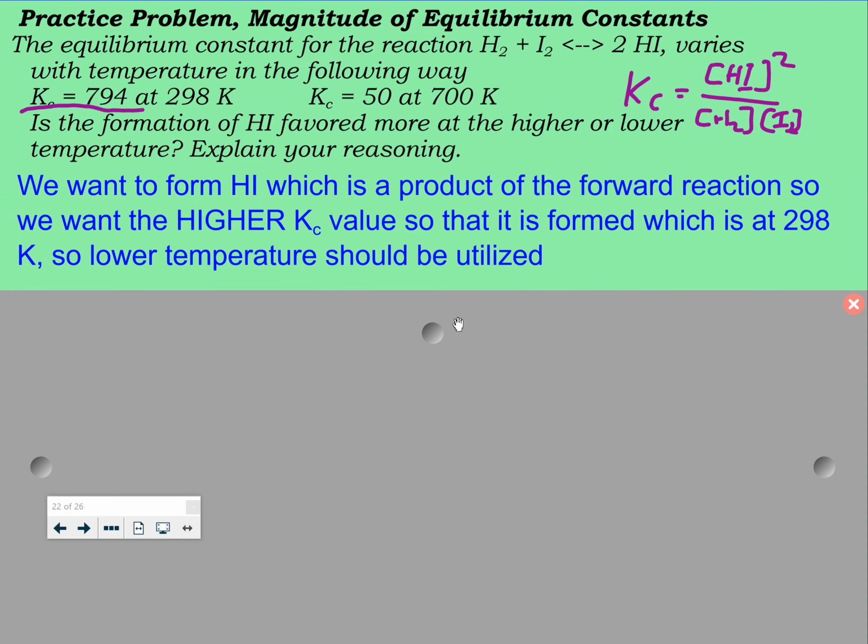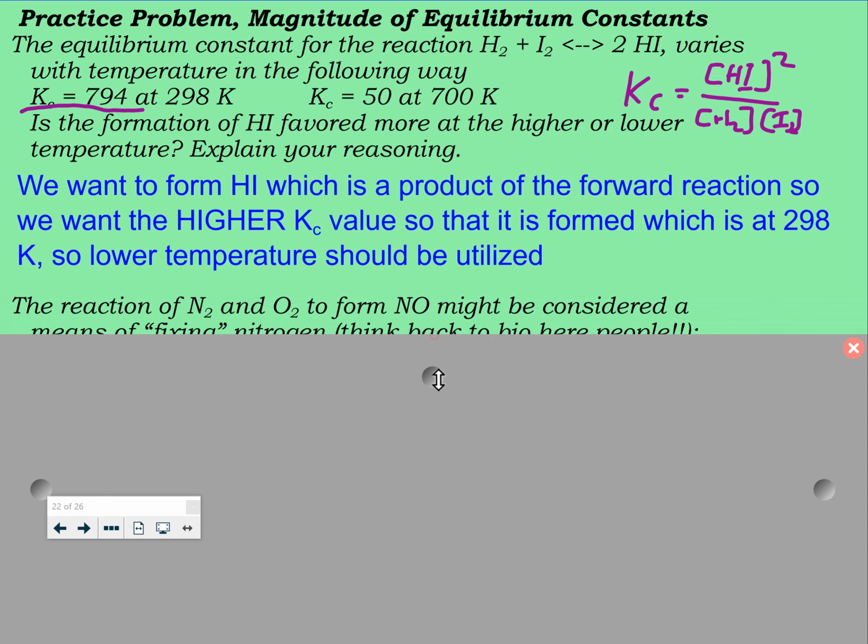We want to form HI, which is the product of the forward reaction, so we want a higher Kc value so that it is formed, which is at 298 Kelvin, so lower temperature should be utilized.